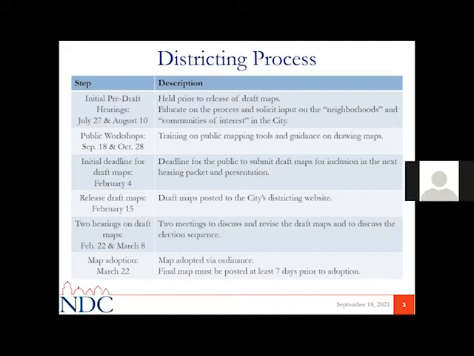Yeah, so I'm just needing a clarification. The new map will be approved by the city council only. The supervisors won't have any input? Yes, that's correct. Thank you. And then Janice, you have your hand up too.